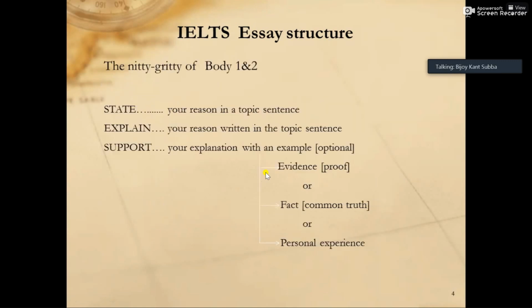That's how we break up the essay into different paragraphs. So when you break up the essay into introduction, body one, body two, it's like a loaf of bread. You're cutting it in slices.